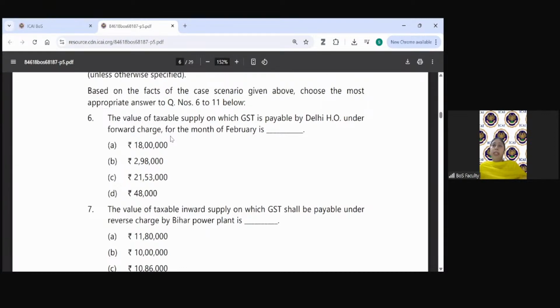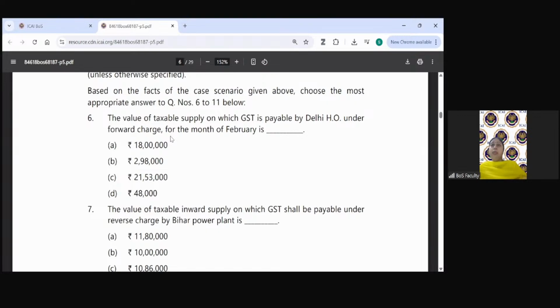so that you can compute the correct answers. So first question says the value of taxable supply on which GST is payable by Delhi HO under forward charge for the month of February is dash. We have four options with us: 18 lakhs, 2,98,000, 21 lakh 53,000, and 48,000.